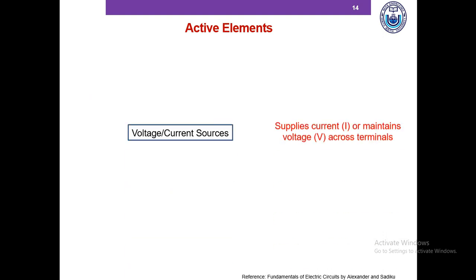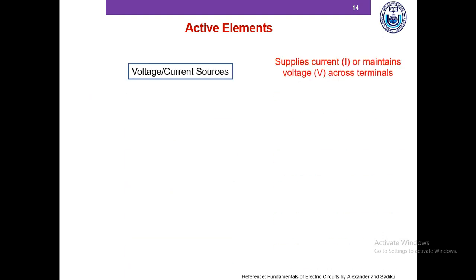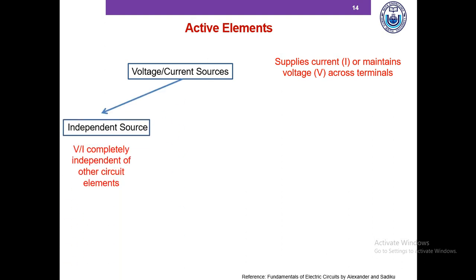Now we actually do not call active elements active elements. We refer to them as sources, voltage sources or current sources. Voltage sources basically maintain a certain voltage across the terminals, and current sources basically give a certain amount of current to the circuit.